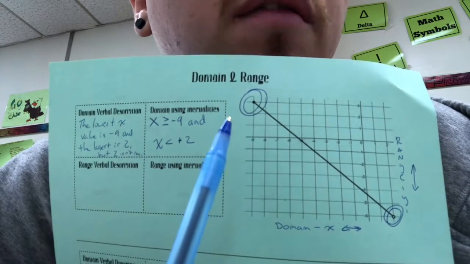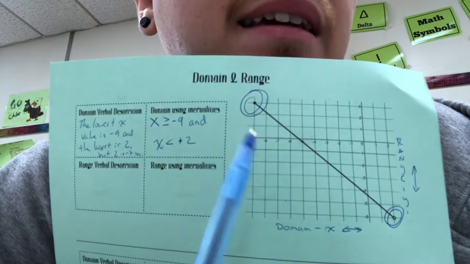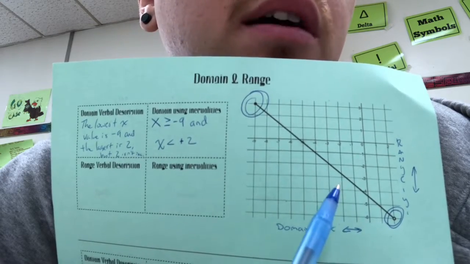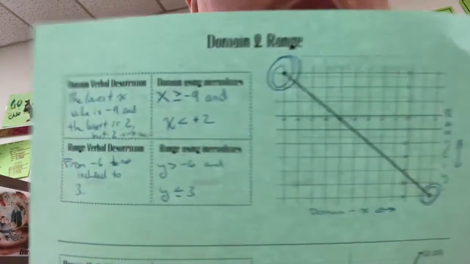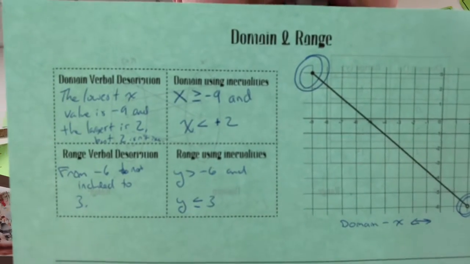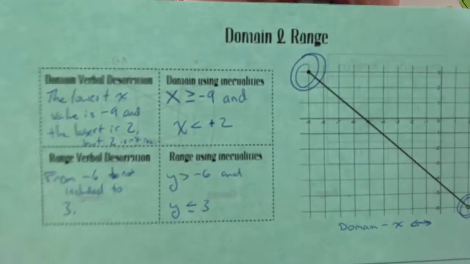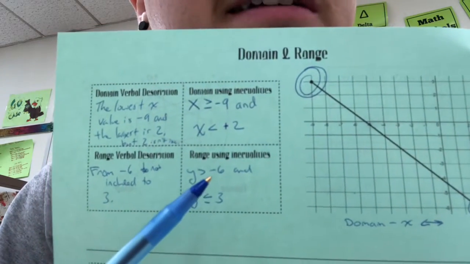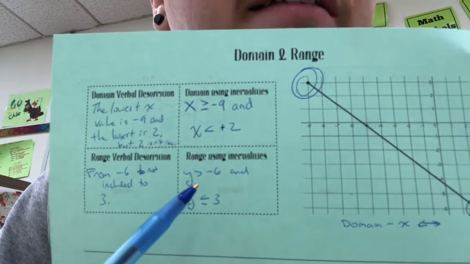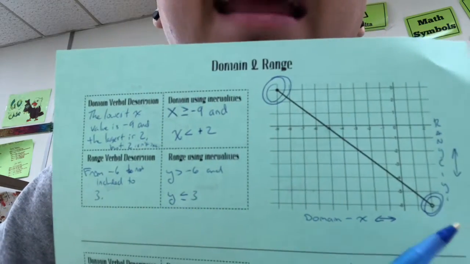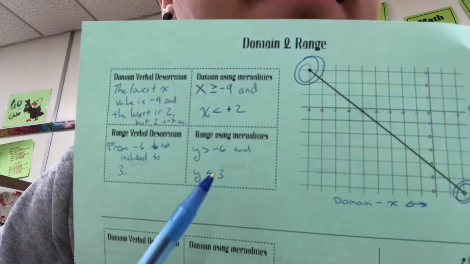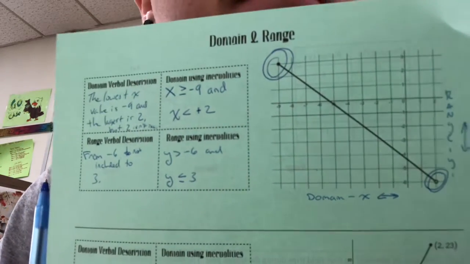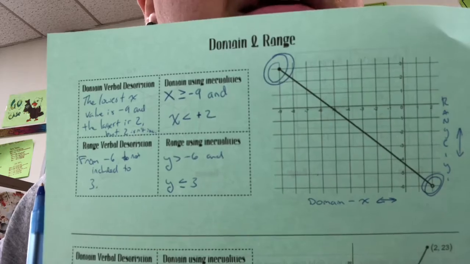We know the inequality version would be y is greater than -6 and less than or equal to +3, and I'll write that. So we know that the range is from -6 to +3, and inequality form is greater than -6. It's hard to read this backwards. Greater than -6, but not including -6 because it can't actually touch that, and less than or equal to 3. That's the domain and range of this line segment. So all of those x values in between can work.